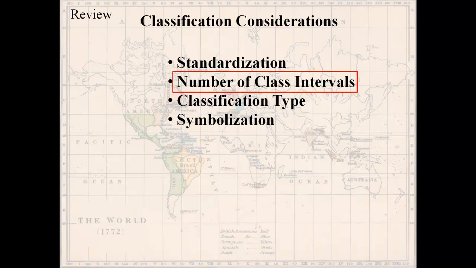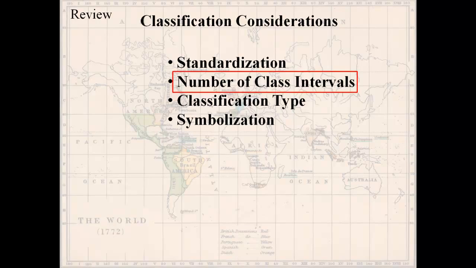The rule of thumb is you probably shouldn't use fewer than 5. You probably shouldn't use more than 15 classes. Now you kind of have to use common sense. If you have 4 data points and you use 7 different class intervals, you're going to have an issue. If you have many data points, you can use many class intervals. So the number of intervals you can use kind of depends upon how many data points it is that you're trying to present in your map.